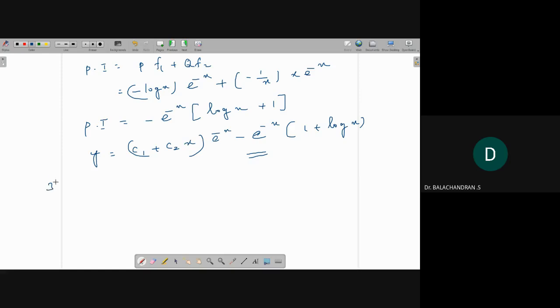The third problem, so try to find the solution for this problem also. Solve d square y by dx square minus y equal to 2 divided by 1 plus e power x using method of variation of parameters. You don't write MVP, you should write method of variation of parameters in your note.